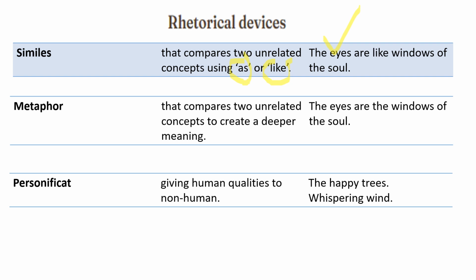Then comes personification. In personification, we are actually giving some human qualities to non-human things, and it is again a really very important way to be more logical and persuasive, like the happy trees, the whispering wind, and who doesn't know the famous example by Wordsworth, the dancing daffodils.